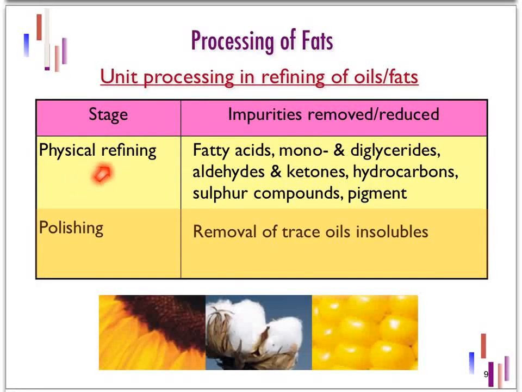In physical refining, the impurities removed during the refining process are also fatty acids, mono and diglycerides, aldehydes and ketones, hydrocarbons, and so on. These are basically the same components that will be removed if we use a chemical refining process. And another step typically used in the refining is called polishing. Basically, the objective is to remove as much as possible the insolubles, the trace oil insolubles, from the oil.